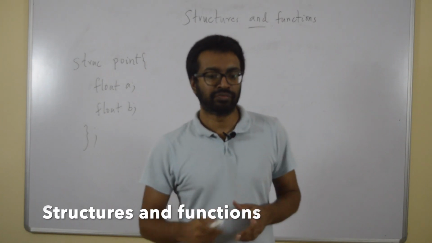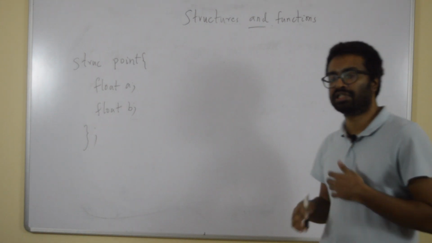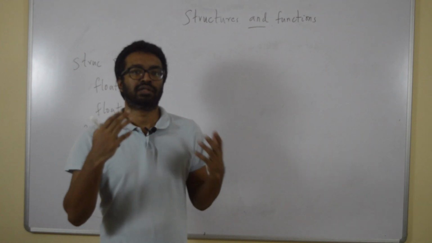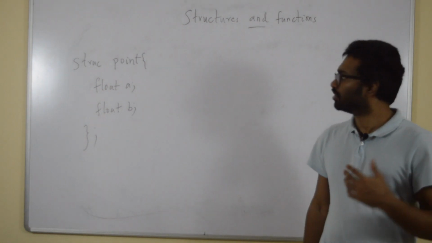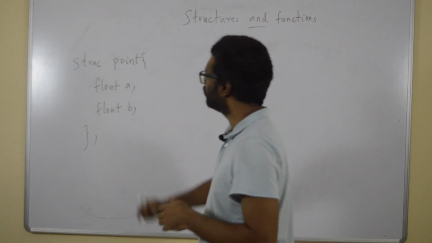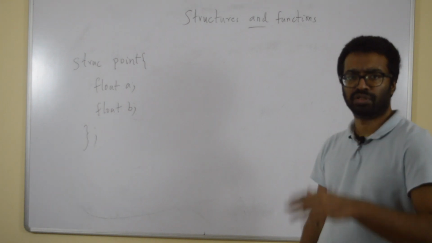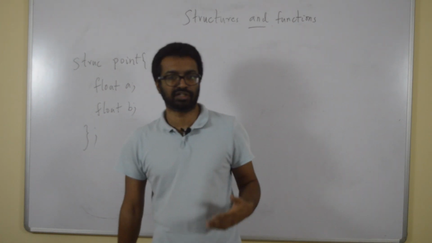Hello, we will now see how you pass structures as parameters to functions and how a function can return a structure. Let us look at our favorite structure, the point structure. There are two members, a and b, both of which are floats.